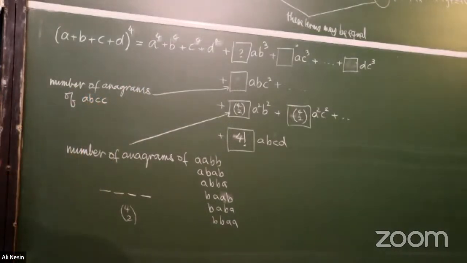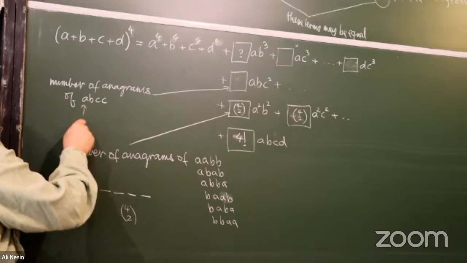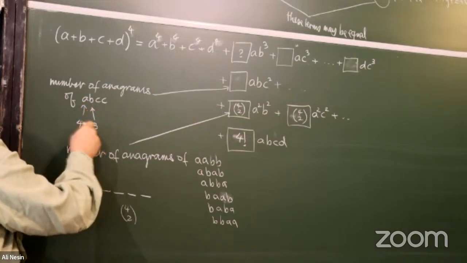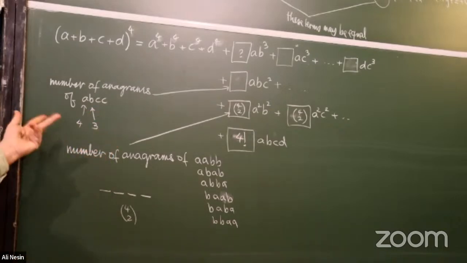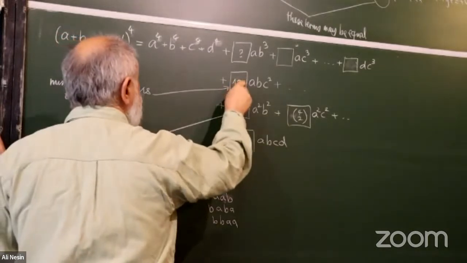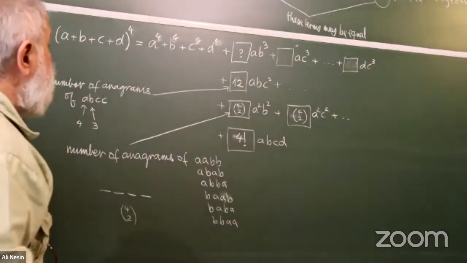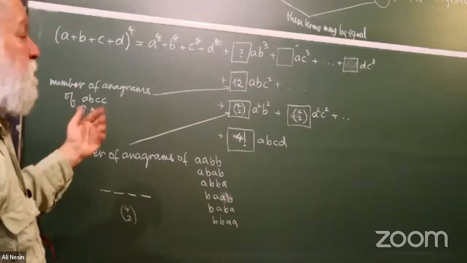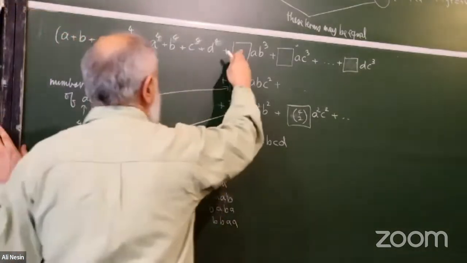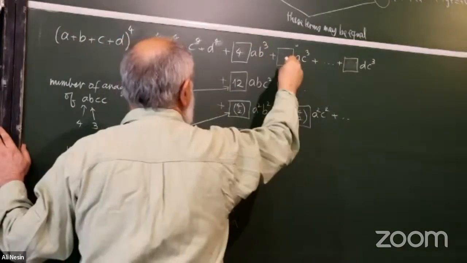Well, I have to choose, for A, I have 4 places. For B, there are only 3 places left. It's 4 times 3, 12. For the a b cube, the anagrams of A, B, B, B, you only have to choose the place of A. Yeah, 4. This is a 4.